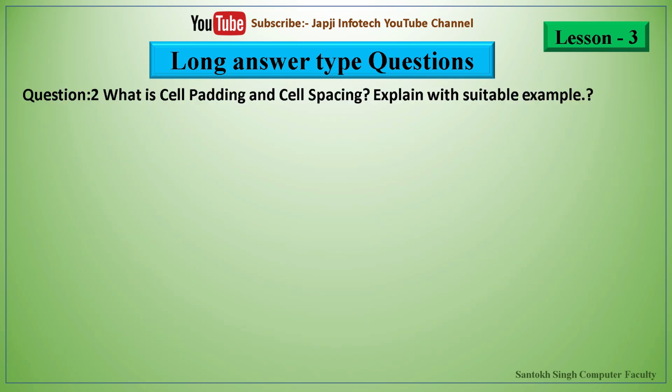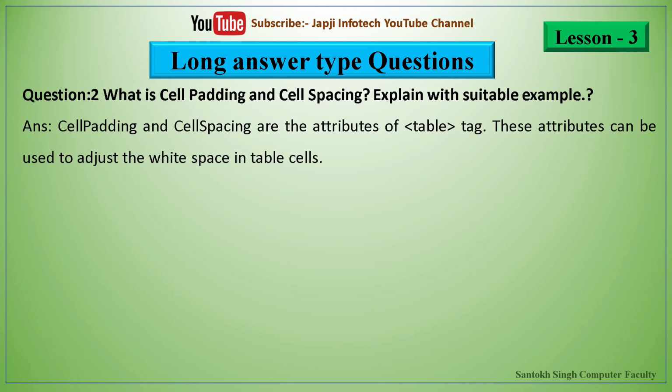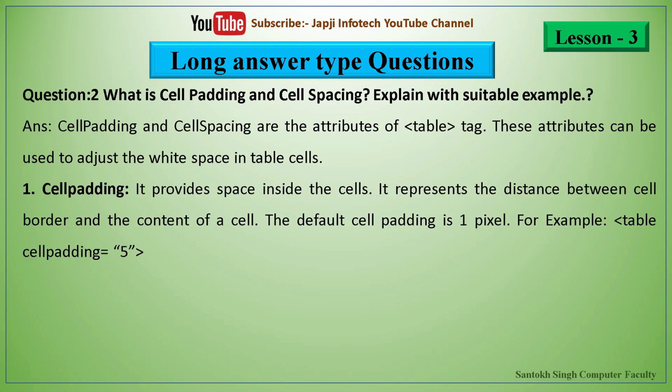And the second question is, what is cell padding and cell spacing? Explain with suitable example. So cell padding and cell spacing are the attributes of the table tag. These attributes can be used to adjust the white space in table cells. The first one is cell padding. It provides space inside the cells. It represents the distance between cell border and the content of a cell. The default cell padding is 1 pixel. For example, left angle bracket table space cellpadding equal to, in the double quote, its size is 5. Then close the right angle bracket.